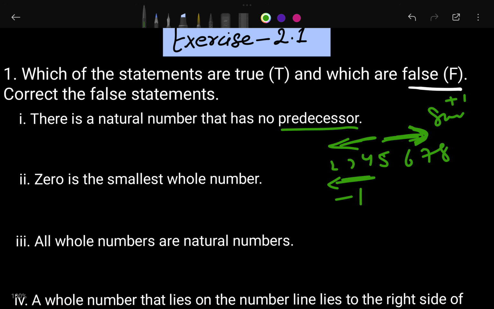If a question asks what is the successor of 4, successor means the number going forward, so you have to add 1, so that is 5. 5 is the successor of 4. What is the predecessor of 4? It is 3. Why? Because predecessor means one step back.